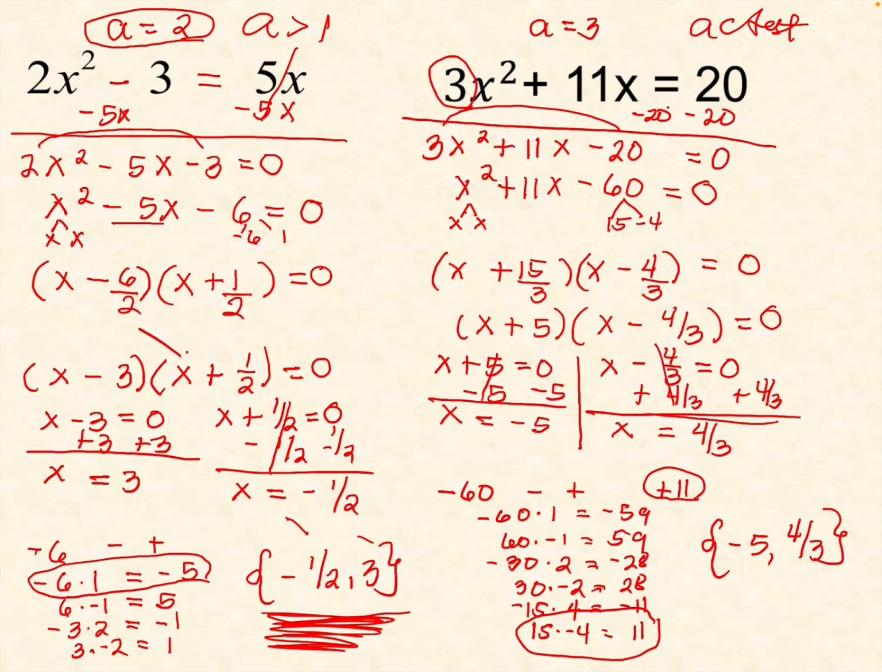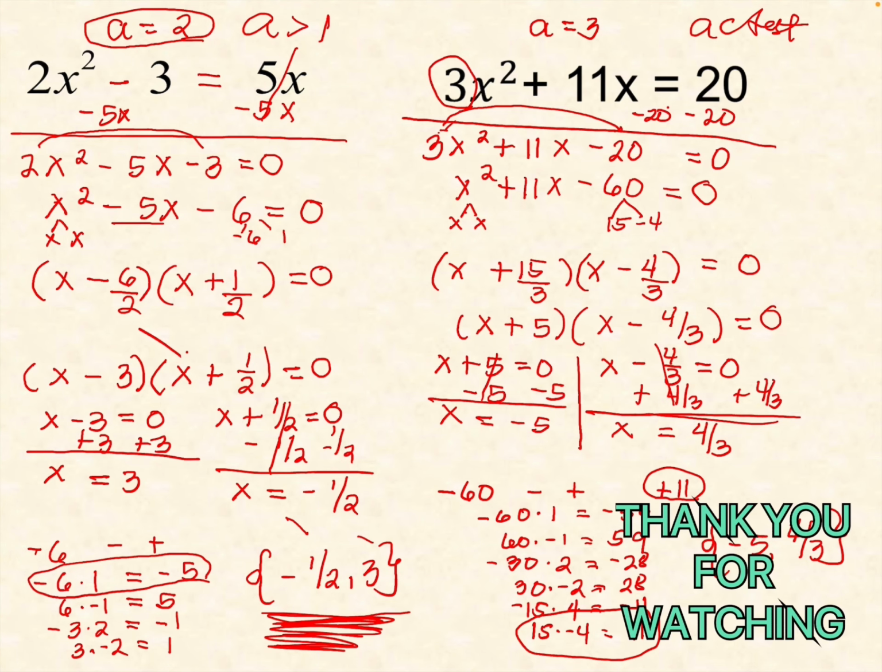Is there any question? Can you now follow? Remember, you're just going to do this process if your A is greater than 1. The important things that you need to remember on this process is you need to multiply your A and your C. And then after factoring it, you're going to divide both factors by A. Okay? Any question?